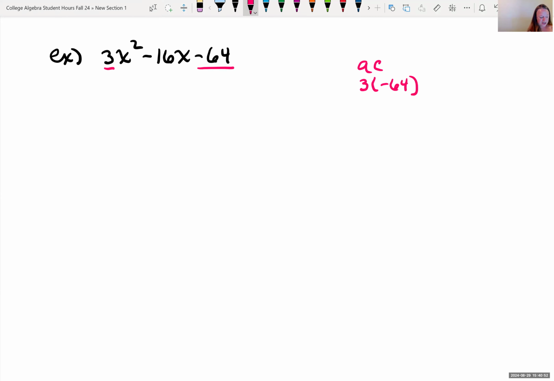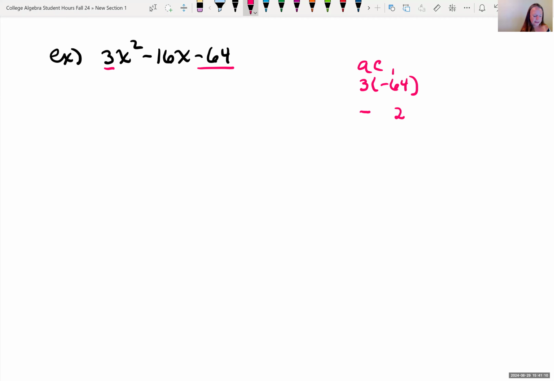So positive times a negative I know is negative. And 3 times 4 is 12. I carry my 1. 3 times 6 is 18 plus that 1 is 19. So 3 times negative 64 is negative 192. So I'm trying to find two numbers that multiply to give me negative 192, but it's going to add to give me this coefficient of negative 16, my b value.